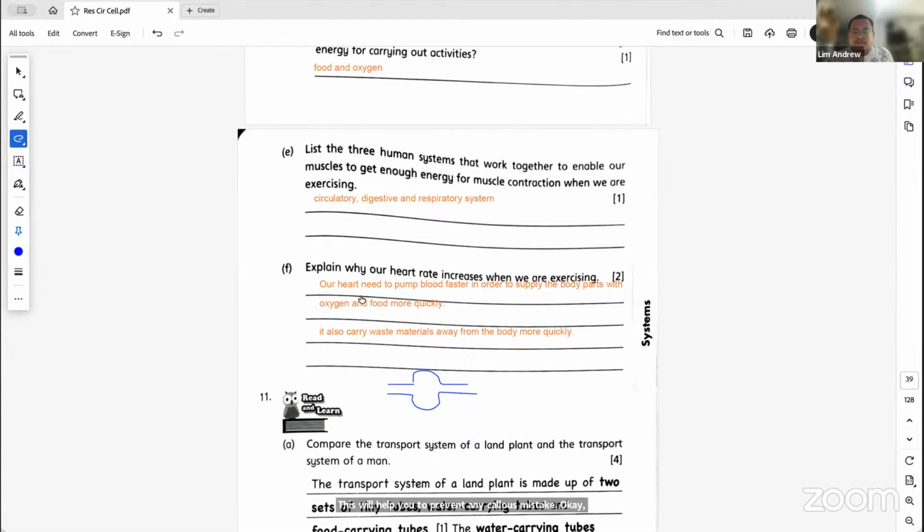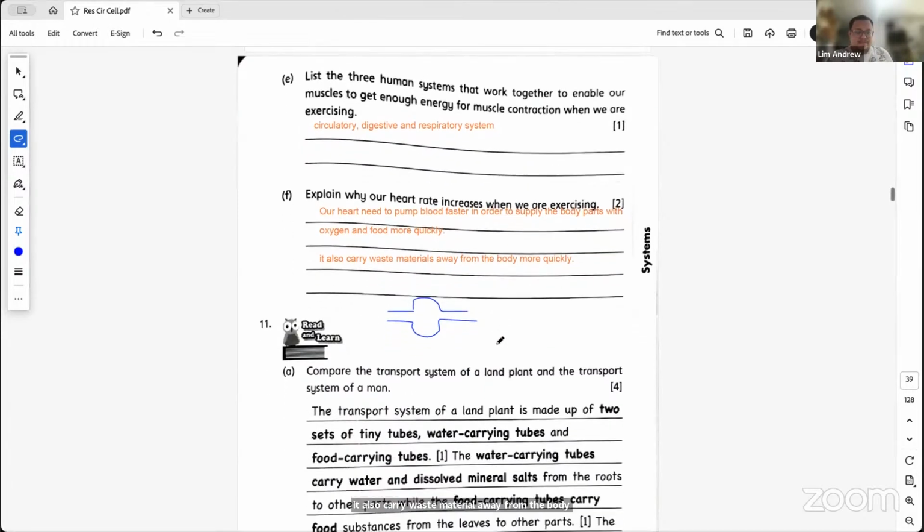So the answer for this is: our heart needs to pump blood faster in order to supply the body with oxygen and food more quickly. It also carries waste material away from the body more quickly. All right. Let's carry on.